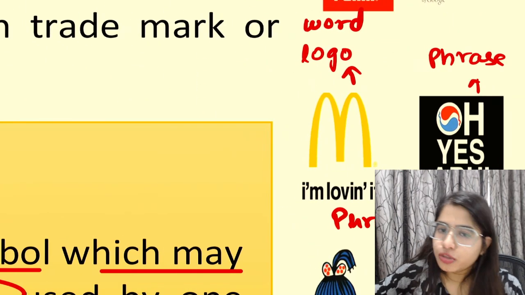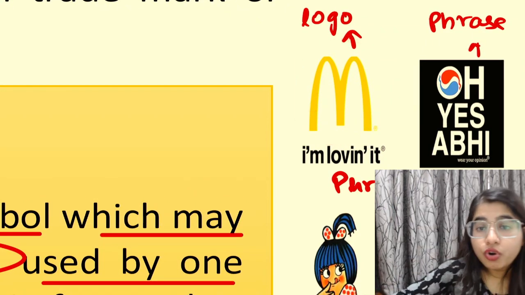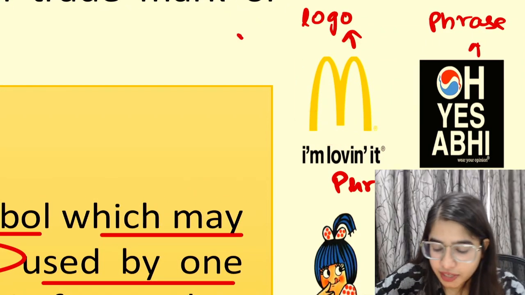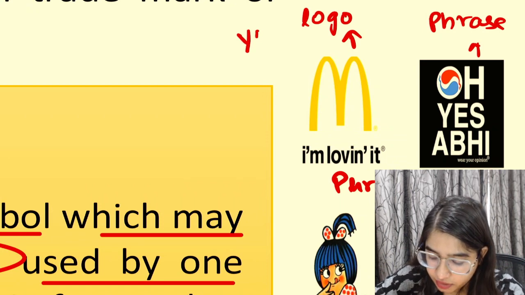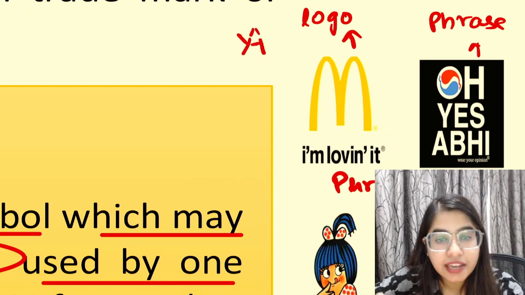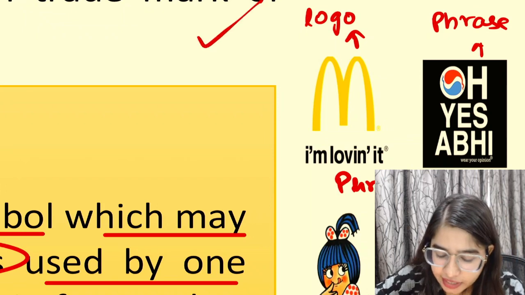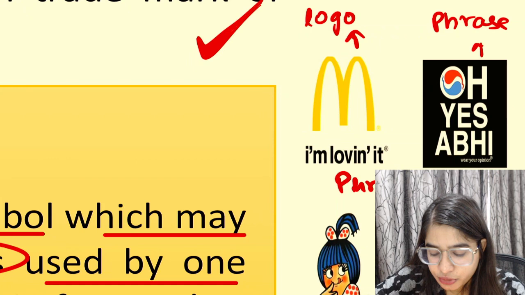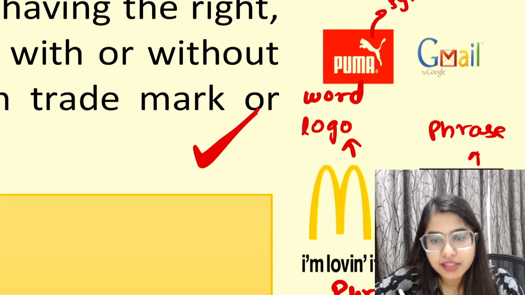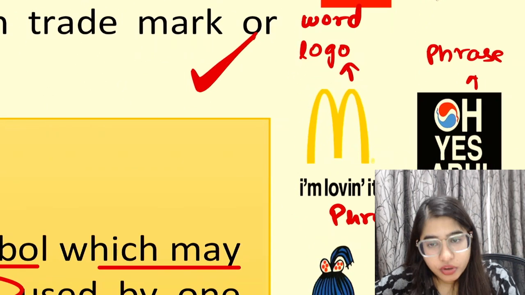Logo can also be trademarked. Logo example, this M sign. This M sign is a logo. Example, Yashas Academy's logo, something like this. Or a different kind of logo: Nike's tick. No other shoe-making company can make the same tick and sell shoes. So Nike's tick is a logo. Logo can also be a trademark.